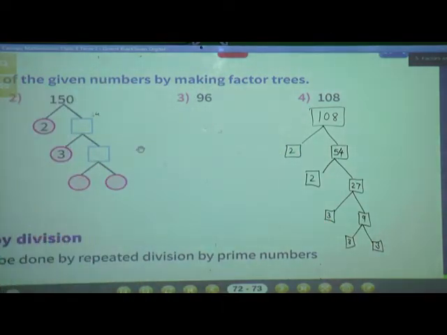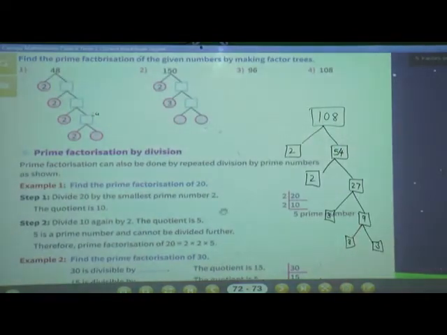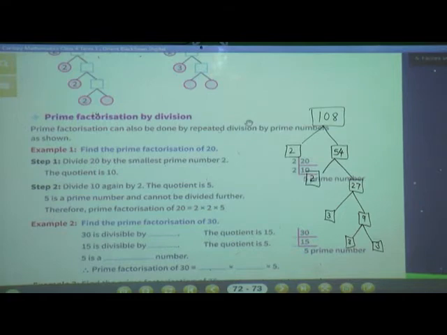Understood? Clear? Yes. So here we have completed our exercise 5.7. Now we will start the next concept, that is prime factorization by division.